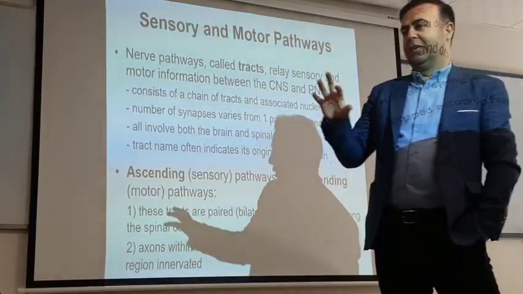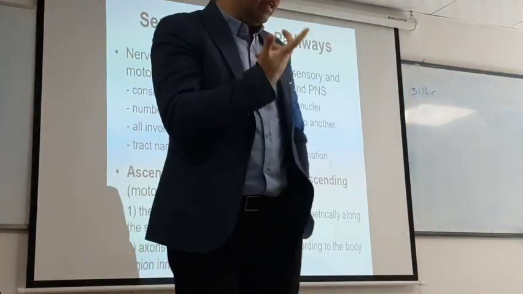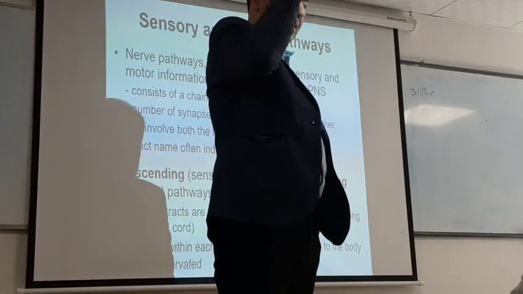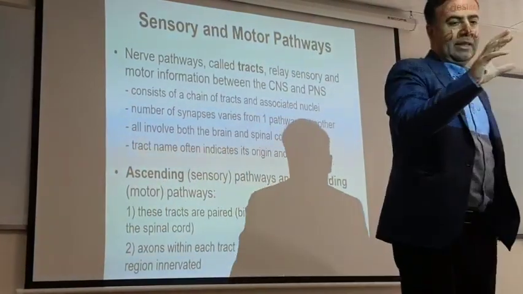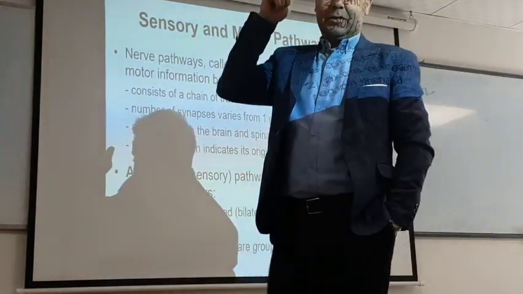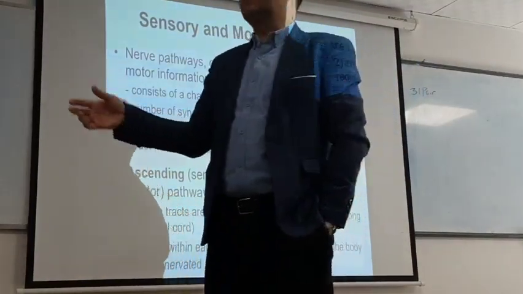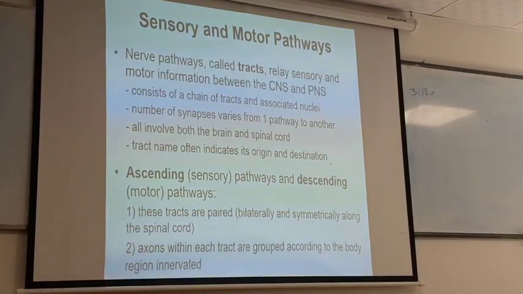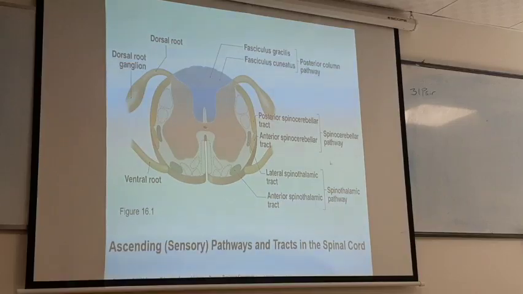Ascending from the spinal cord, go to the brain. Ascending. Descending, from the brain to the muscle, for the motor. Two pathways. First, ascending. You see this? This is the spinal cord. In the spinal cord, we focus on the white matter.